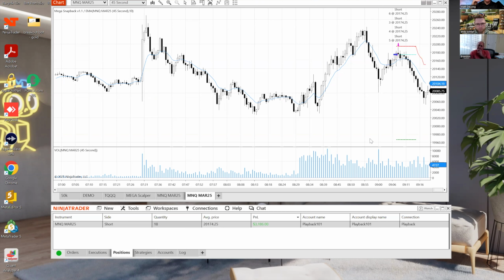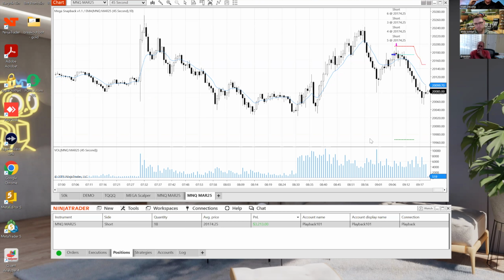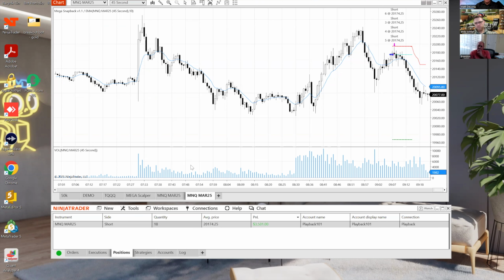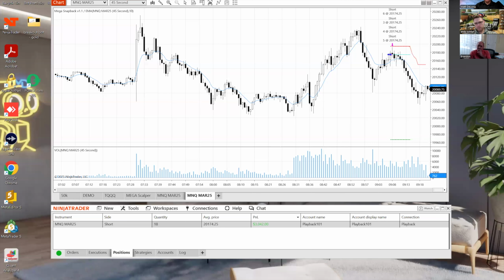And remember, the trailing stop will always stay put. It won't ever retreat. It'll always go in your favor, but it won't ever retreat. That's kind of the idea. So we'll watch this play out.